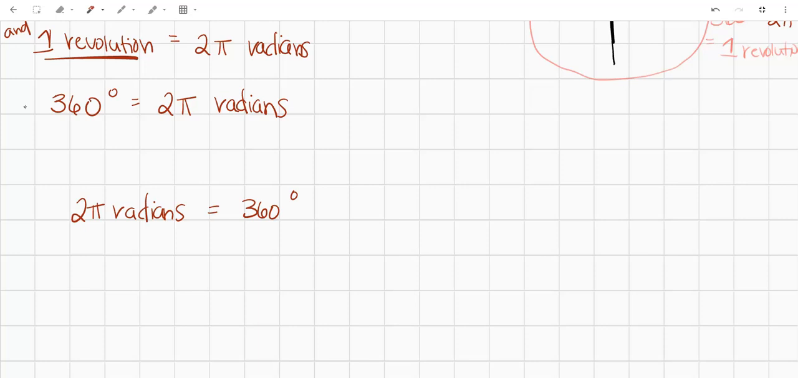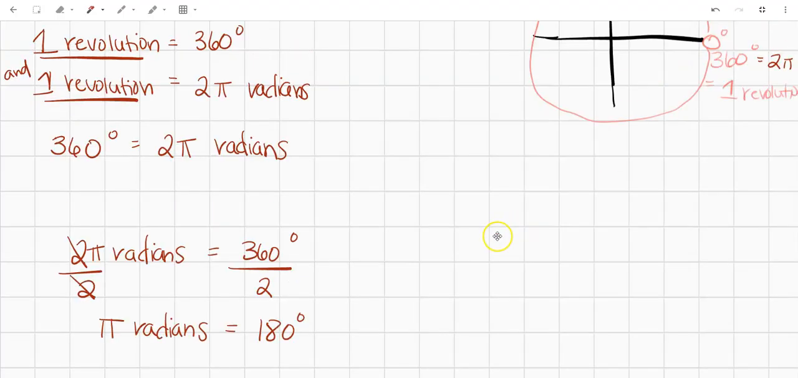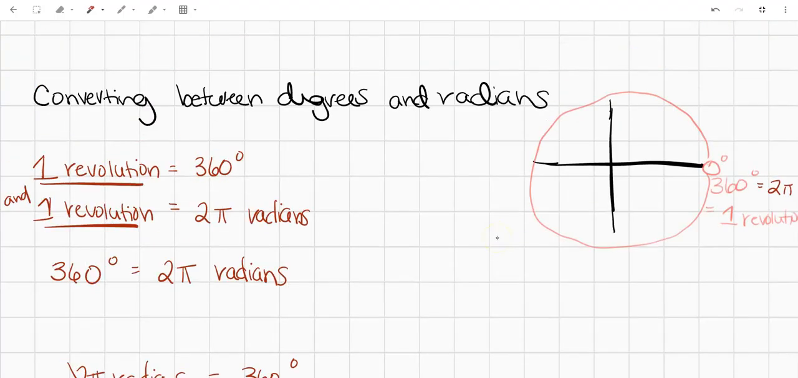Knowing this, we can go ahead and divide by 2 on both sides. So this gives us that pi radians is equivalent to 180 degrees. So this is pi, which is also equal to 180 degrees, which makes sense because 90 degrees is a right angle, which is also equivalent to pi over 2 radians.